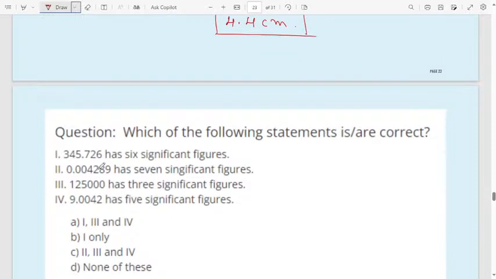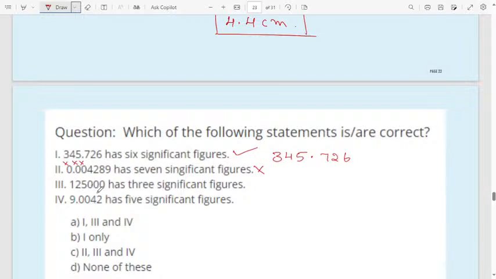Next, let us solve the question. Which of the following is true? 345.726 contains 6 significant figures, they are given in the question statement. Yes, 1 2 3 4 5 6. Yes, this statement is correct. Then initial zeros they are never significant. Has 7 significant figures, 1 2 3 4 5 6 7. No, initial zeros we will not consider as significant, therefore this statement is wrong.